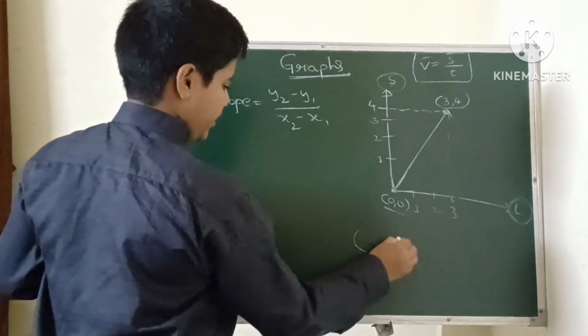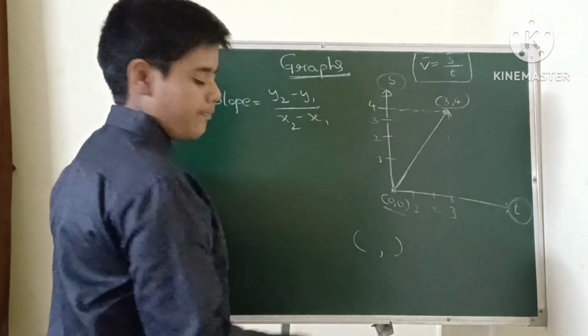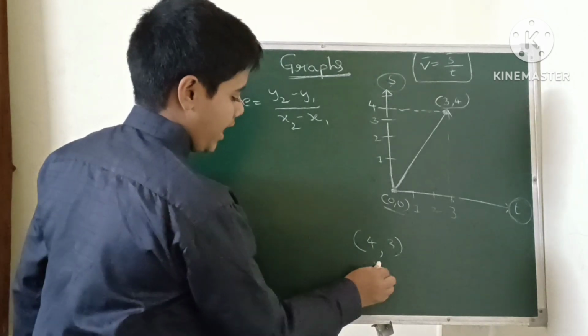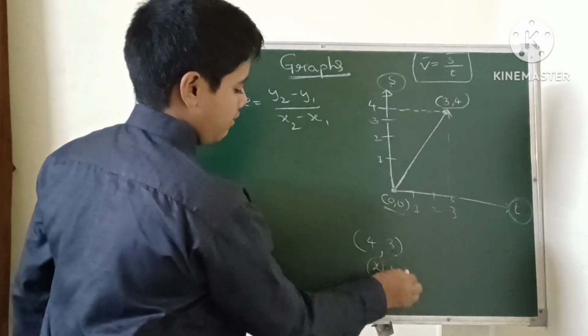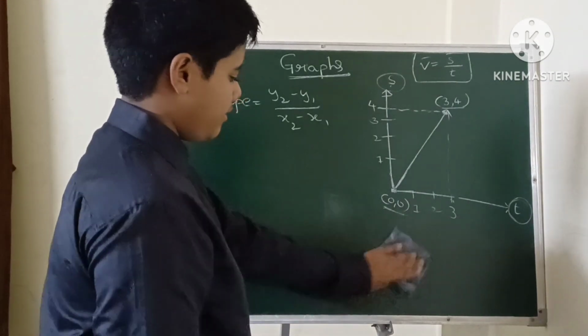Very important point here. If I represent the two numbers in an ordered pair, like this, I am taking 4 and 3. First I have to write the x-axis number. Second, I have to write the y-axis number. Okay, so this is a very important point.